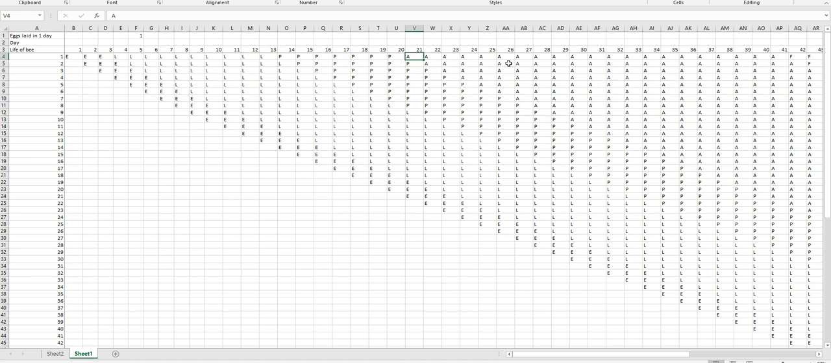Also notice that I have out here day 42, 3 weeks after the emergence of the adult, is when that adult becomes a forager, and I'm using an F for that.